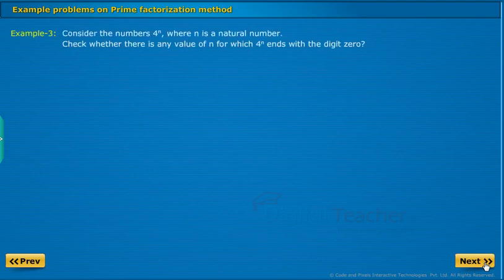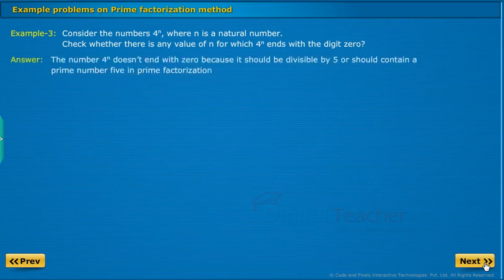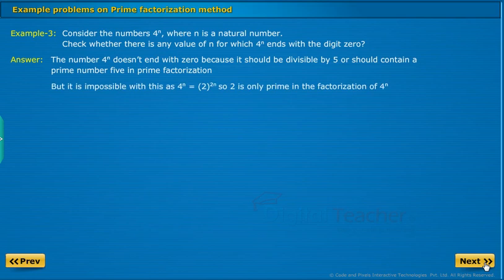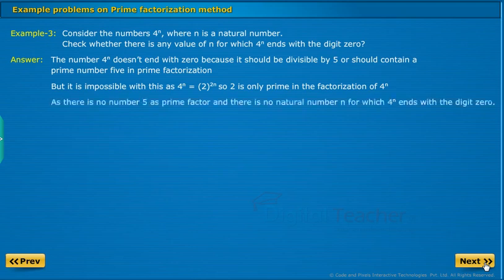Consider the number 4 power n, where n is a natural number. Check whether there is any value of n for which 4 power n ends with the digit 0. The number 4 power n does not end with 0 because it would have to be divisible by 5, that is, contain the prime number 5 in its prime factorization. But this is impossible, as 4 power n is equal to 2 to the power of 2n, so 2 is the only prime in the factorization of 4 power n. As there is no prime factor 5, there is no natural number n for which 4 power n ends with the digit 0.